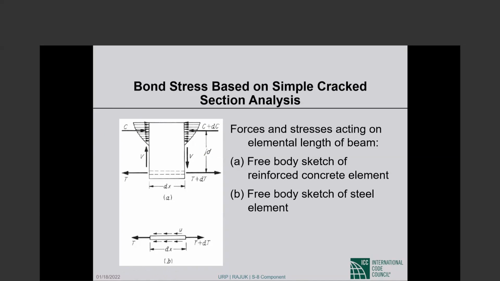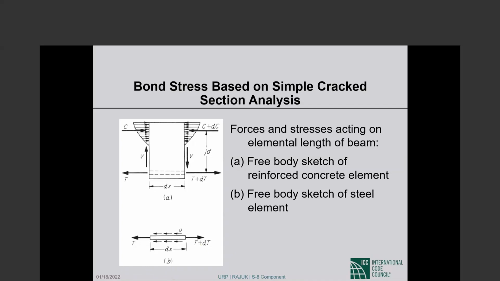Now, the reinforcement, which is subject to T on the left face and T plus dT on the right face, maintains equilibrium because of these bond stresses that have developed. The bond stresses multiplied by the perimeter of the bar or bars will have to be equal to the dT for horizontal equilibrium. Okay? So, forces and stresses acting on an elemental length of beam.